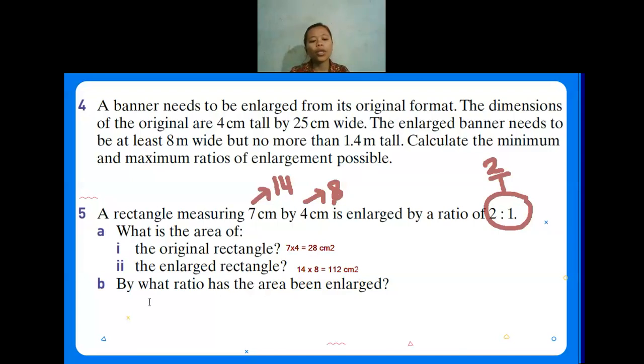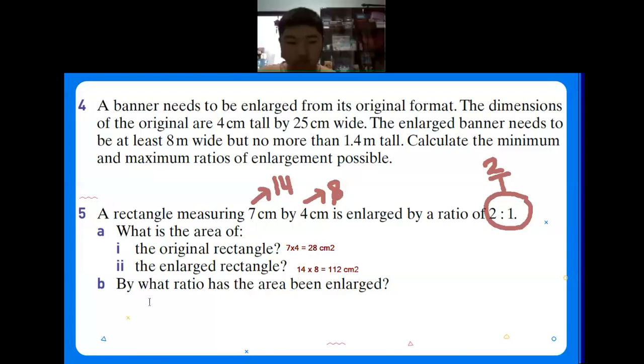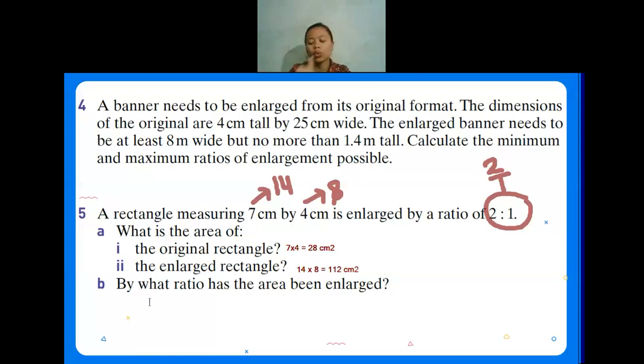Now, we need to find the ratio from the original into the enlarged one. So, we do 112 to 28. We can simplify it to become 4 to 1. Is there anyone who is confused so far?